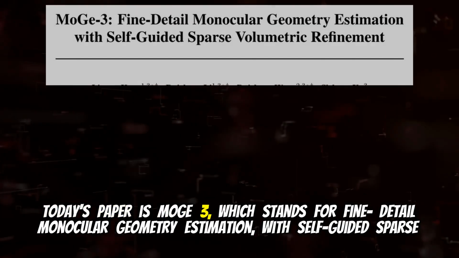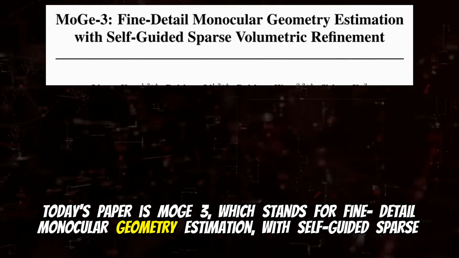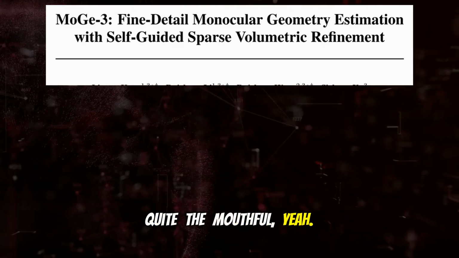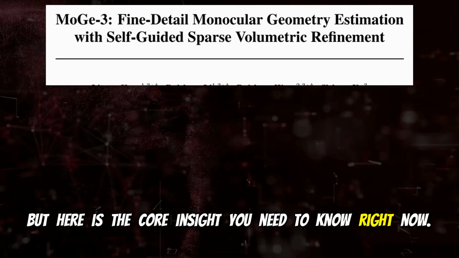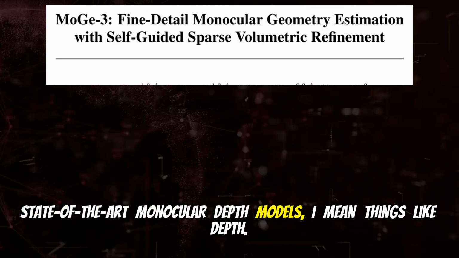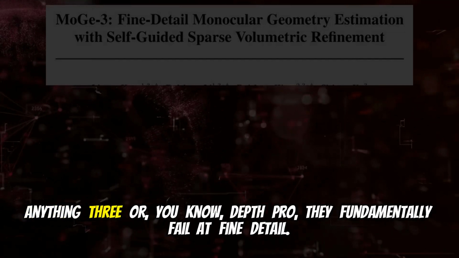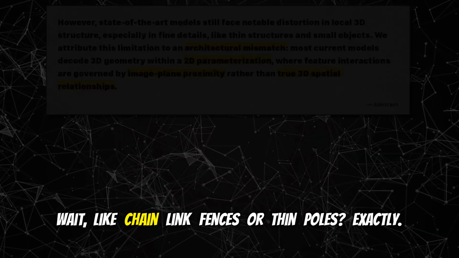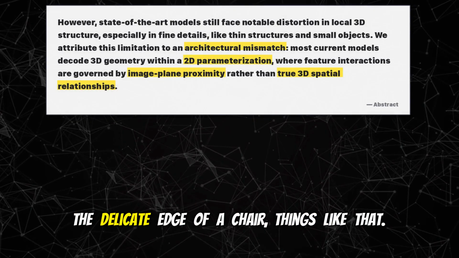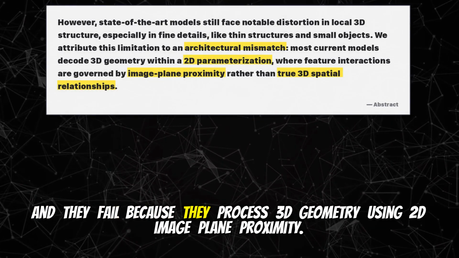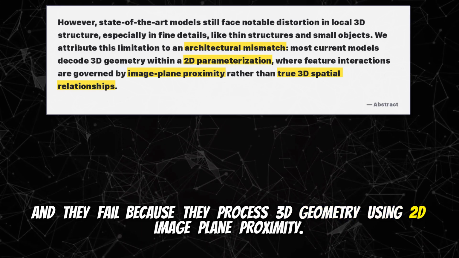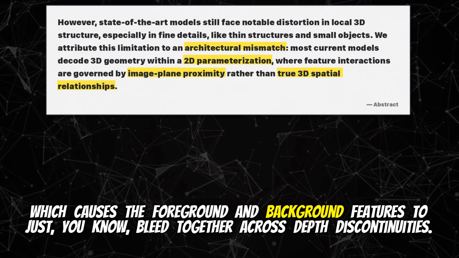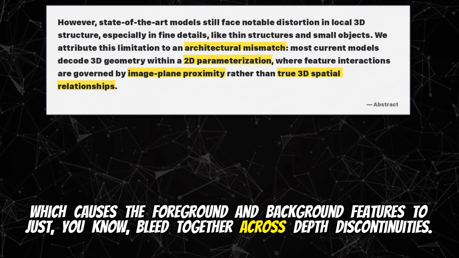Today's paper is MoGe-3, which stands for Fine Detail Monocular Geometry Estimation with Self-Guided Sparse Volumetric Refinement. Quite the mouthful, yeah. But here is the core insight you need to know right now. State-of-the-art monocular depth models, things like Depth Anything 3 or Depth Pro, fundamentally fail at fine detail. Right, like chain link fences or thin poles. Exactly, the delicate edge of a chair, things like that. And they fail because they process 3D geometry using 2D image plane proximity. They basically squash the physical world flat, which causes the foreground and background features to just bleed together across depth discontinuities.